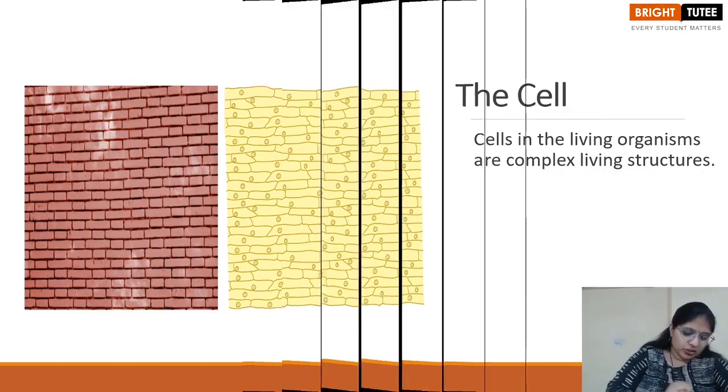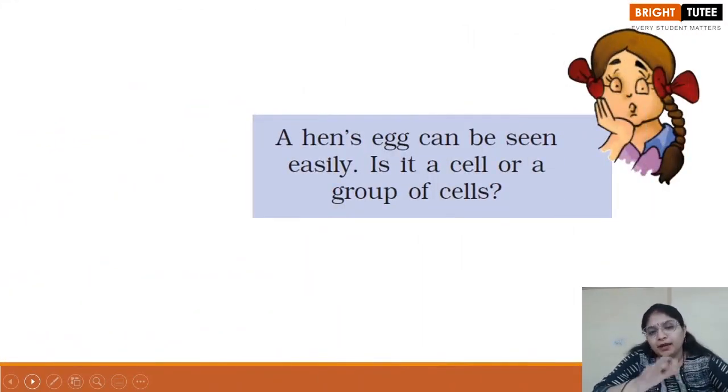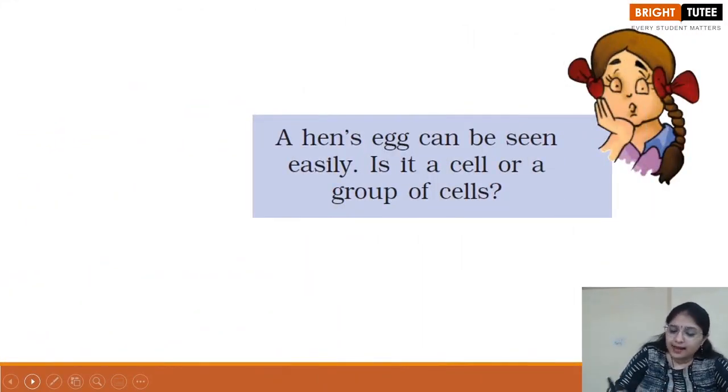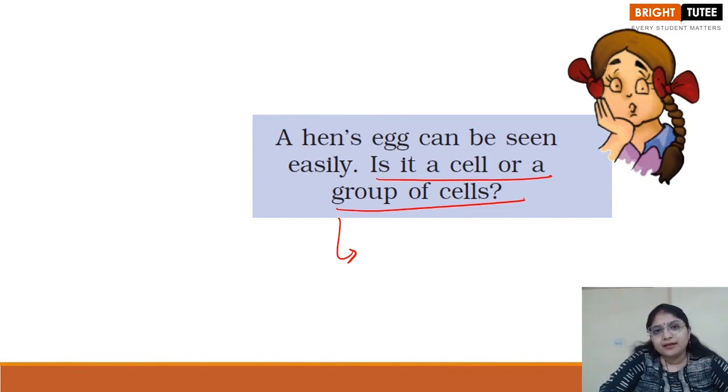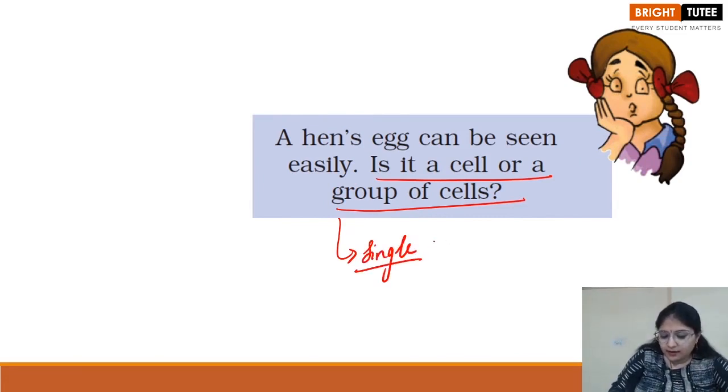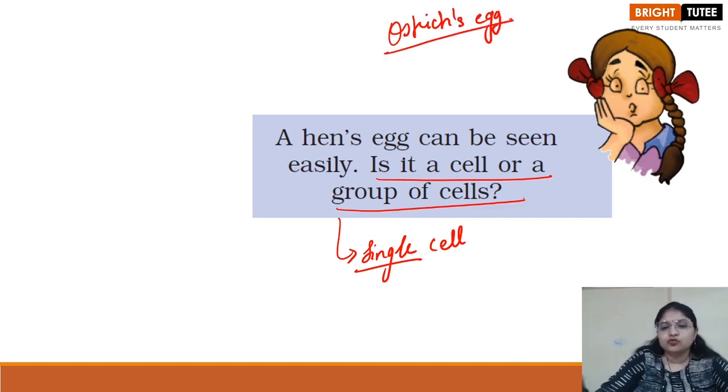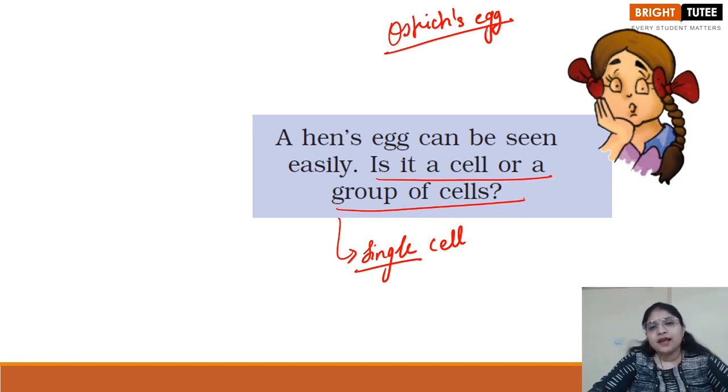Now there is a question that Paheli wants to ask: a hen's egg can be seen easily. Is it a cell or a group of cells? So the hen's egg, although it can be seen easily, is a single cell. So all the eggs that we are able to observe, be it an ostrich's egg. The ostrich's egg is the largest cell that we are able to see, right? So the ostrich egg is an example of a single cell, and it is the largest cell.